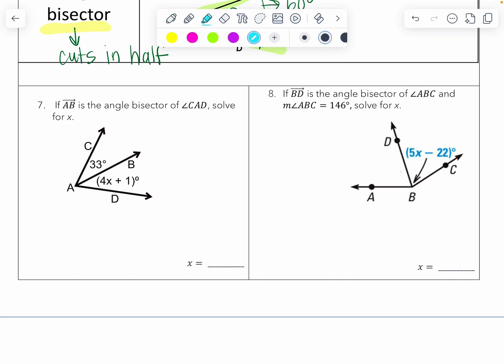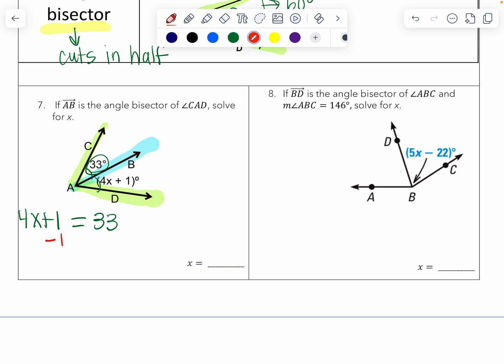This one says that AB is a bisector, and what it's bisecting or cutting in half is that green angle. So anytime we have a bisector, we want to get in the habit of adding those arcs to show we've got 2 congruent angles. And if 2 things are congruent, what we can do when we're setting up an equation is just say that the 33, and maybe I'll put that on the other side, the 33 is just equal to 4x plus 1. It wouldn't be wrong to start with the 33 on the left side, but this will just make it a little bit easier. Okay, so now we're just solving that equation.